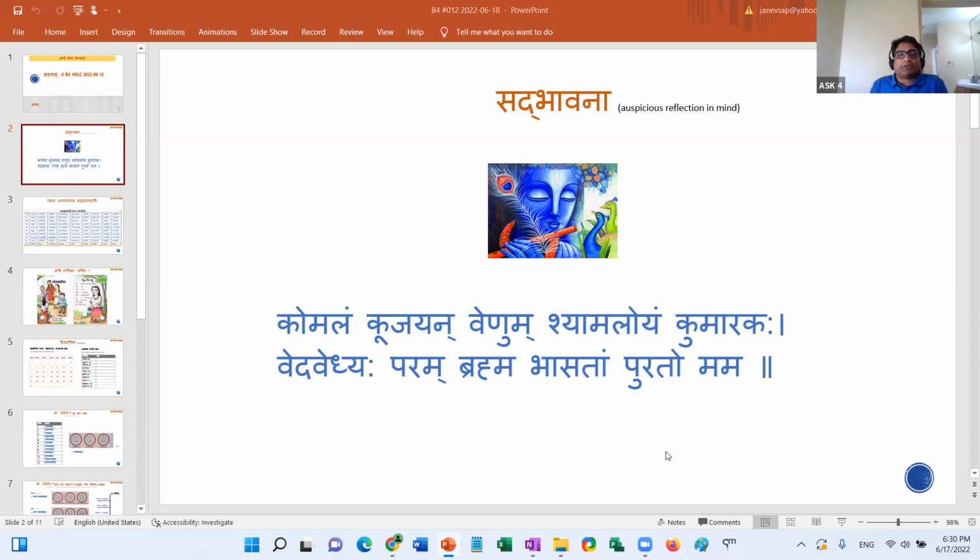Gayatu. Patatu. Komalam Kujayan Venum, Shyamaloyam Kumarakaha, Veda Vedyaha Param Brahm, Bhasatam Purato Mama.